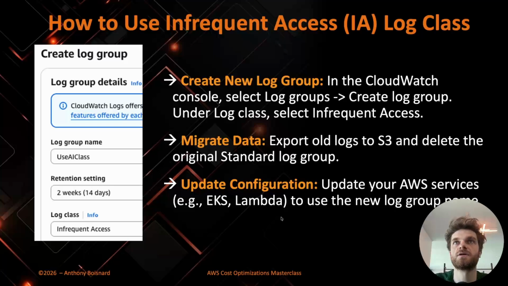Or you can use the infrequent access log class, for which you have to create a new log group. So in the CloudWatch console, select log groups, create log group, and under log class, select infrequent access. And you can also select the retention setting if you want. Then you can migrate data: you can export the old logs to S3 and delete the original standard log group. And you also need to update the configuration, so update your AWS services, for example EKS or Lambda, to use the new log group name.